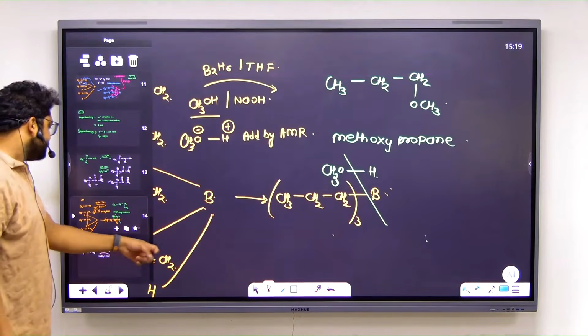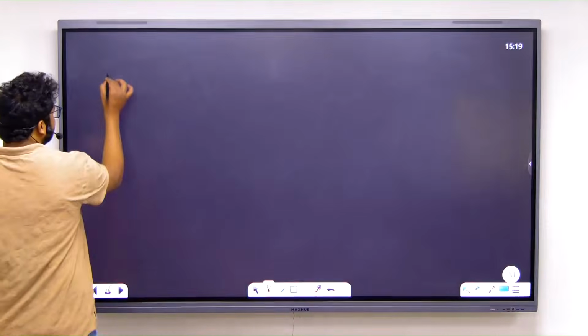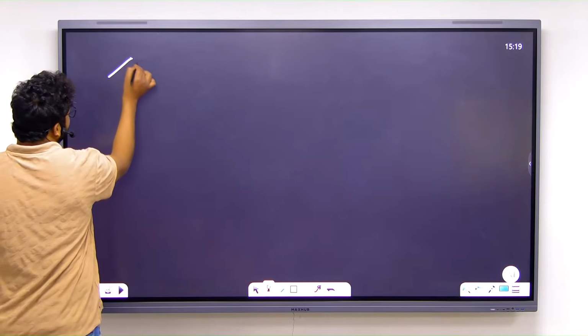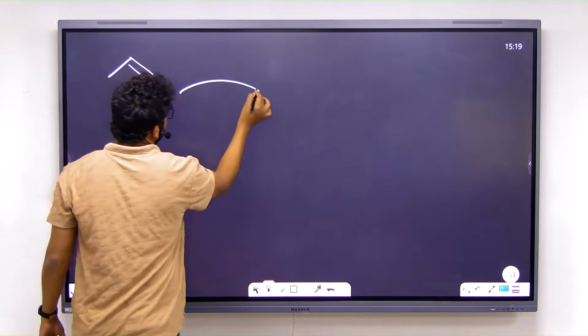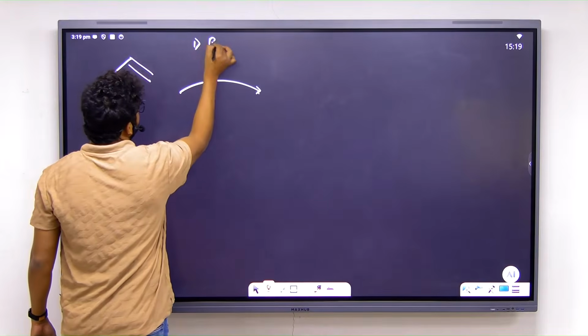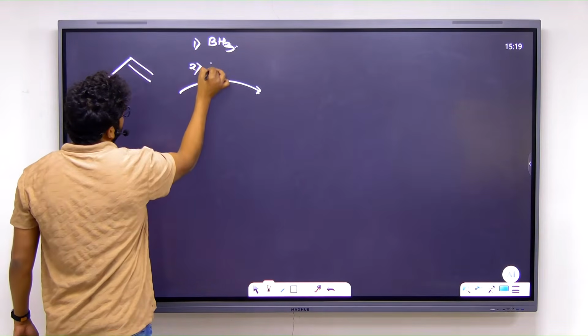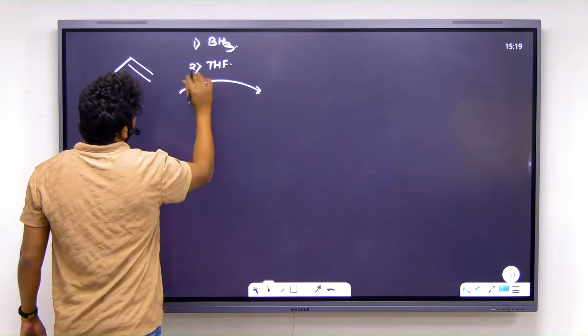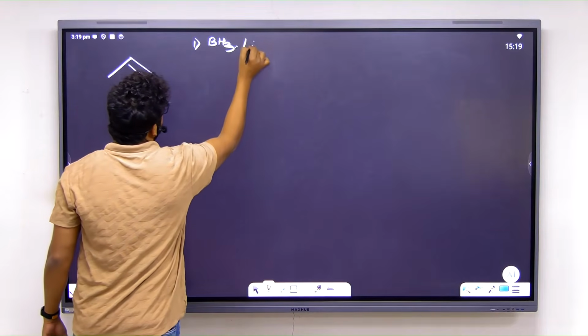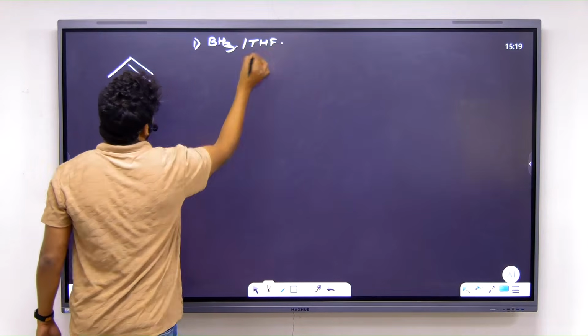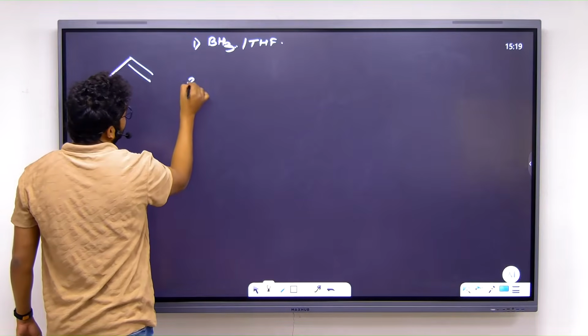Whenever you are discussing such a type of reaction, if it has been given like that, above the arrow they will write first BH3, right? Second, they will write THF, or BH3/THF. Then second, they will write what?